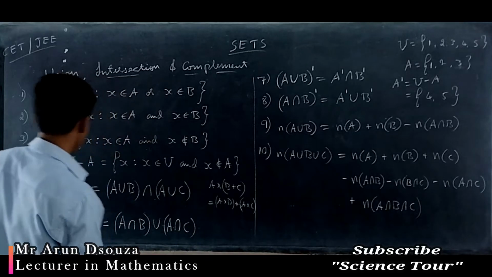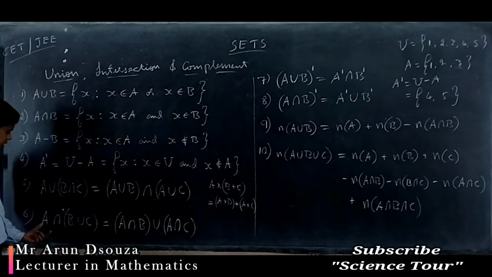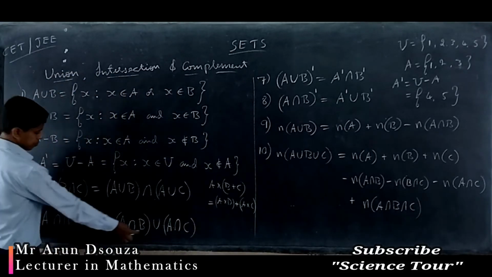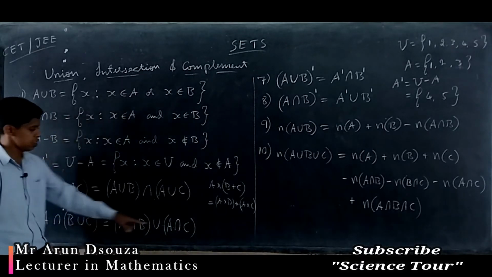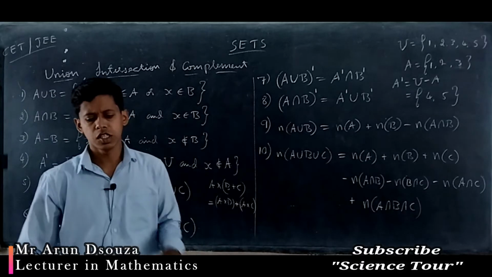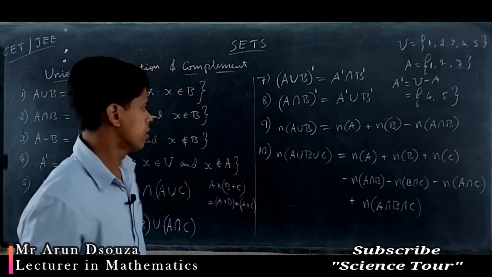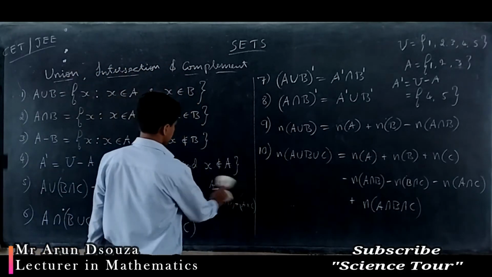In the same way you can understand this. This is A intersection B, and then this union comes here, and then A intersection C you should write here. This is just the distributive property, but now it is for the sets.